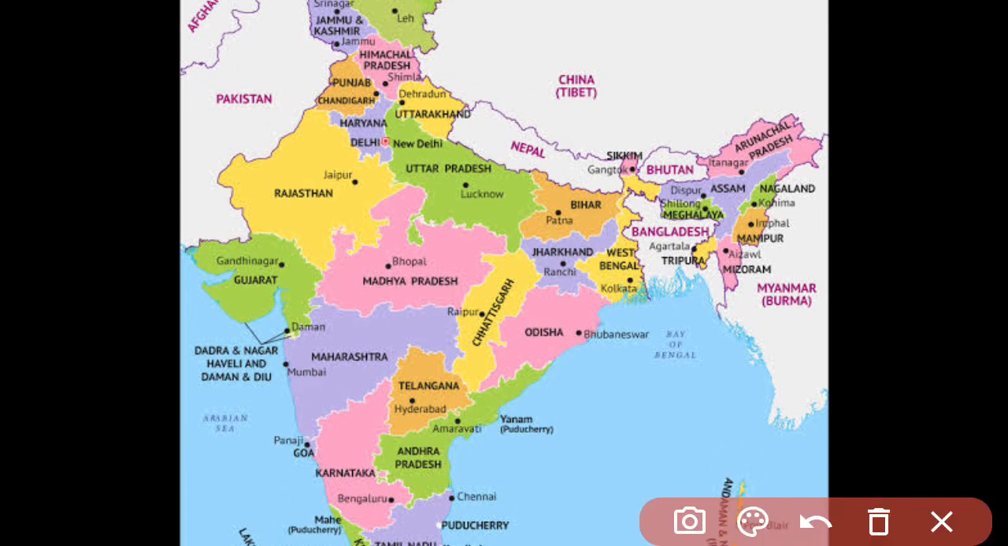The first union territory is Chandigarh. This is Chandigarh. You have to locate Chandigarh in the political map of India. And what is the capital of Chandigarh? The capital of Chandigarh is Chandigarh itself.